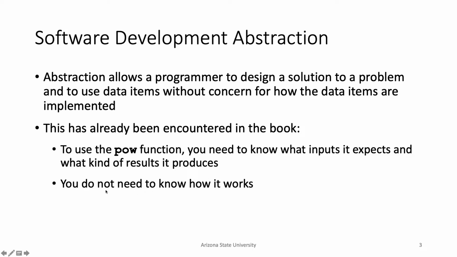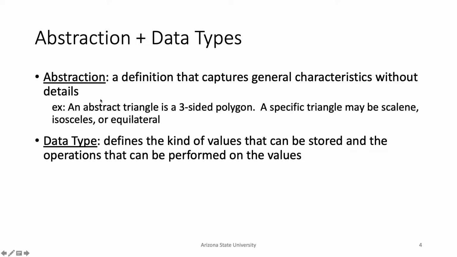But the point of this is to make the user of the interface or the function or whatever not have to worry about the details. That's the key of abstraction. So abstraction is basically what we said. It has general characteristics, but it doesn't have all the details. So it just abstracts away from the details.